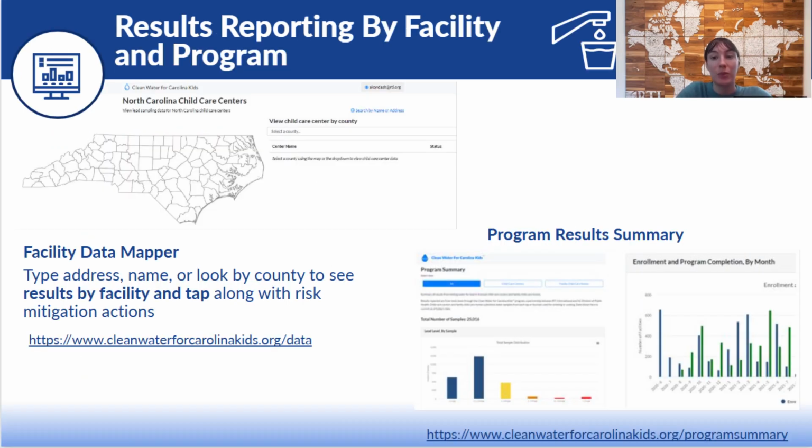All facility results will be available on the online facility data mapper 5 business days after results are directly provided to facilities. This allows facilities time to restrict tap use as needed and start the mitigation process, while also making it easy for facilities to communicate results to the staff, parents, and students. The program results summary is also updated in real time online and shows facilities enrollment, completion, and corresponding results.